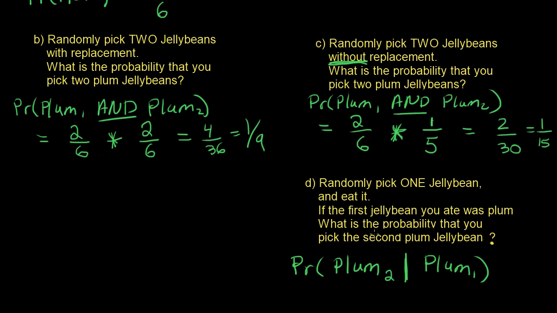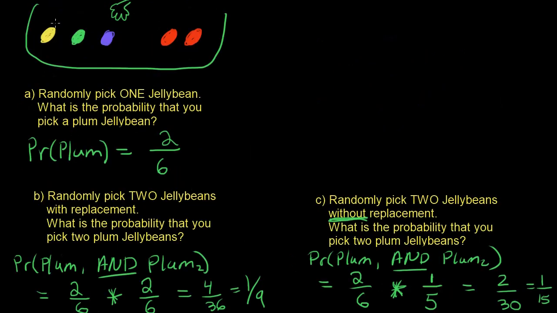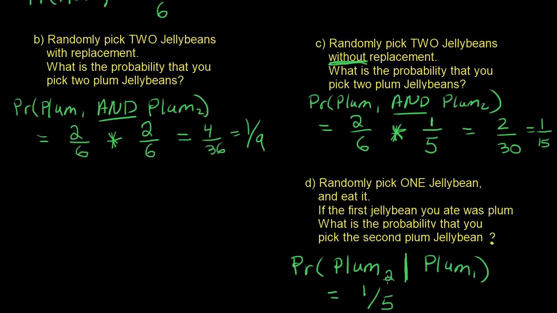Okay? So the answer to this question is just that 1/5. Because if I go back up to my drawing up here, you have eaten one of them. One of them is gone. You have 1 plum left out of the 5 that are left over. So probability of getting the second plum given the first plum was already eaten is just that 1/5. Much different answer than the 1/15. Please notice that these are 2 different type questions.